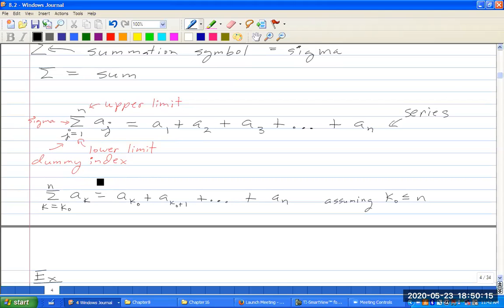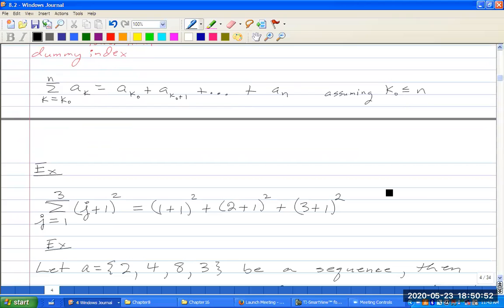Now, we can actually start out not at a lower limit of 1, but maybe a lower limit k sub 0 for some integer k sub 0. So the sum, k equaling k sub 0 to n of a sub k, is a sub k sub 0 plus a sub k sub 0 plus 1 plus dot, dot, dot, a sub n. Here, of course, I'm assuming that k0 is less than or equal to n. If k0 is greater than n, then this will just be a series with no terms. It would just be 0.